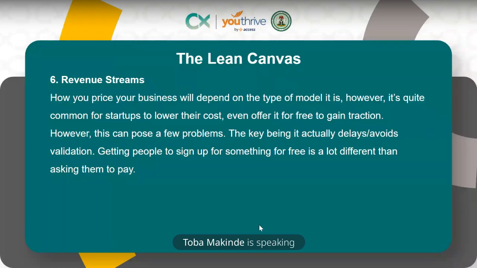For example, Upwork uses commission. For every gig that you get, they get a commission from the total cost of the gig. Uber uses commission as well. They get a commission from the transaction between the driver and the passenger. LinkedIn uses subscription. You subscribe monthly and all of that.